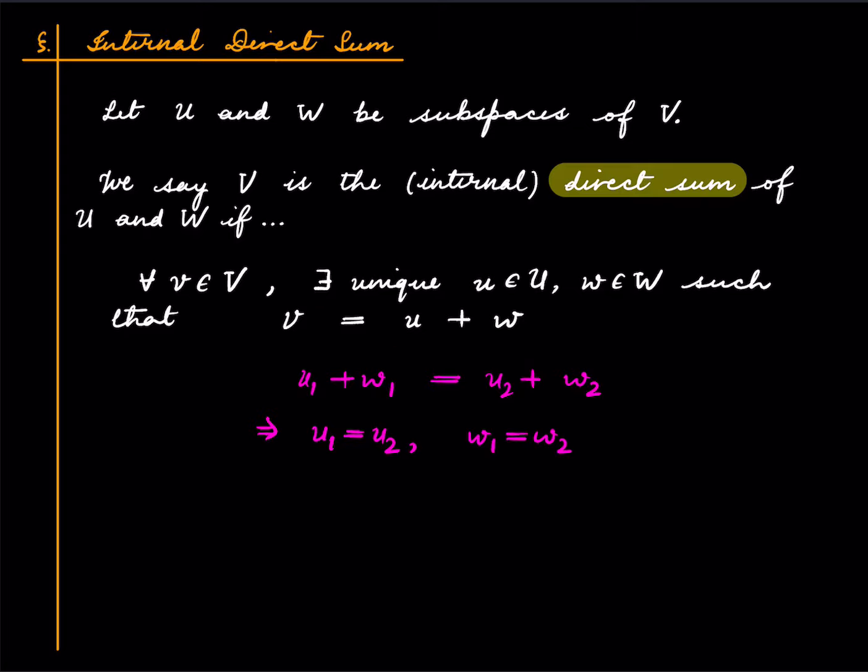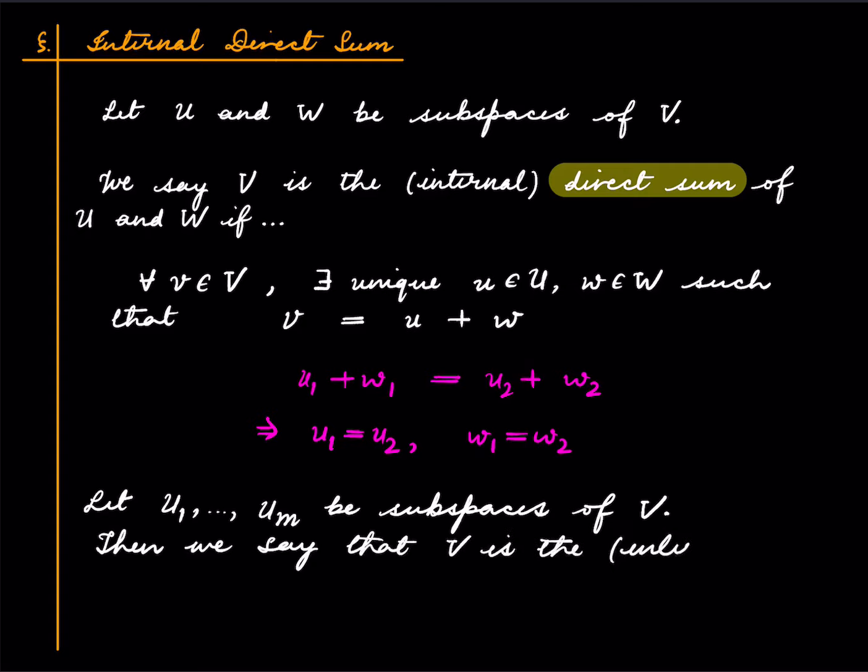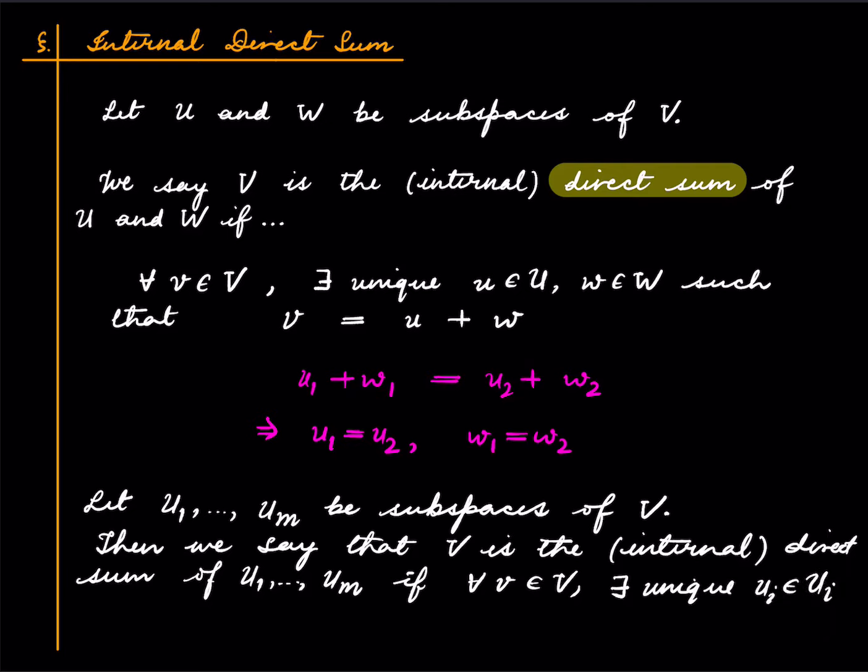More generally, suppose we have a bunch of subspaces, M subspaces U1 through UM of V. Then we say that V is the internal direct sum of these subspaces if for all vectors in V there exist unique vectors in the given subspaces such that V is U1 plus ... plus UM. Right. So that's the definition.